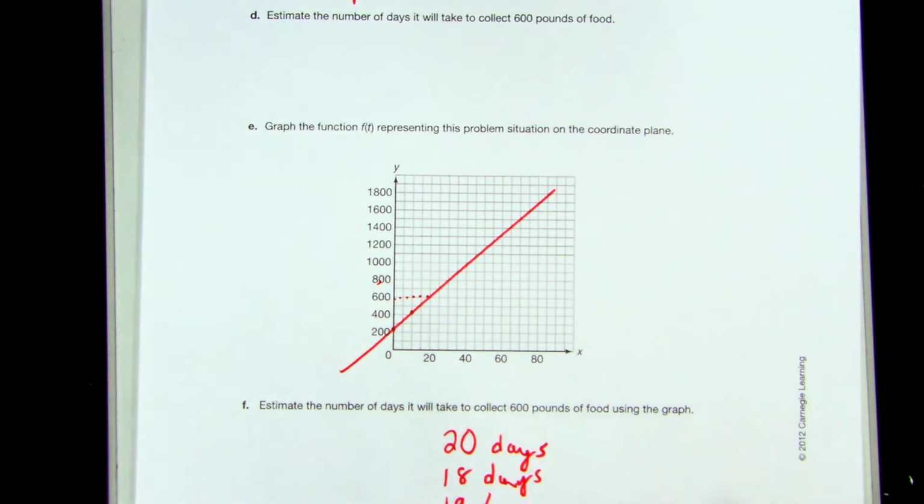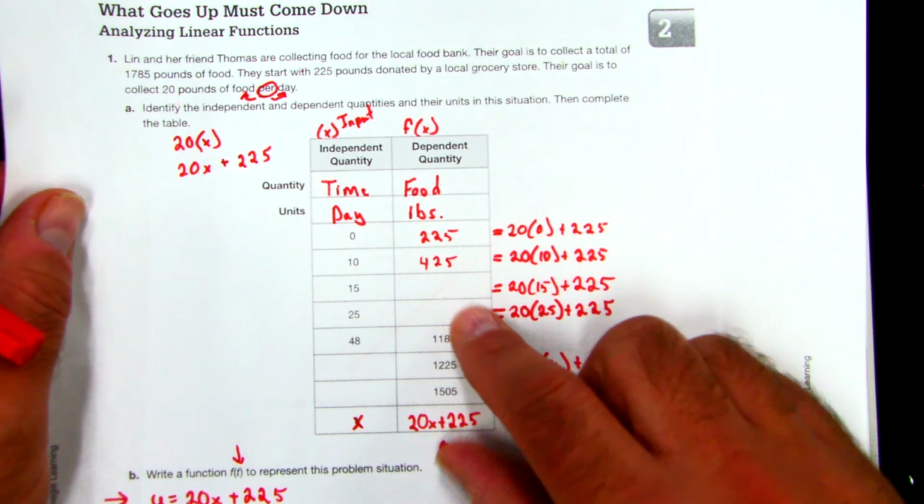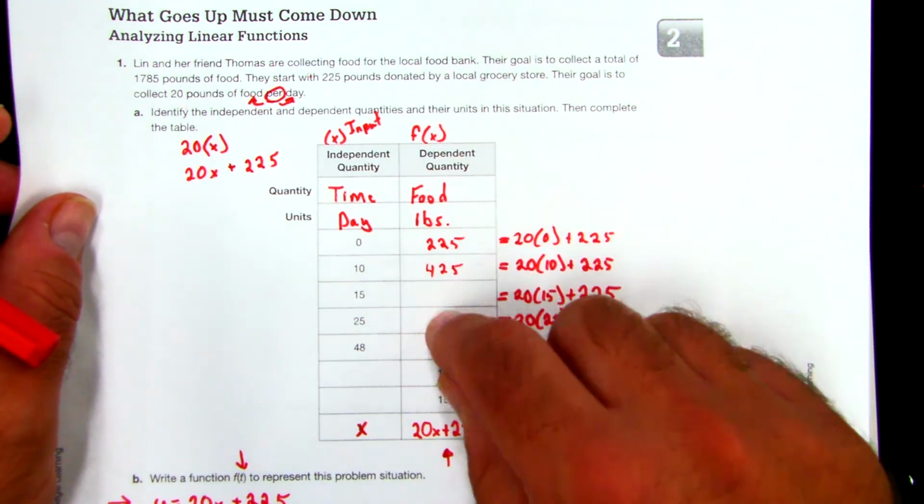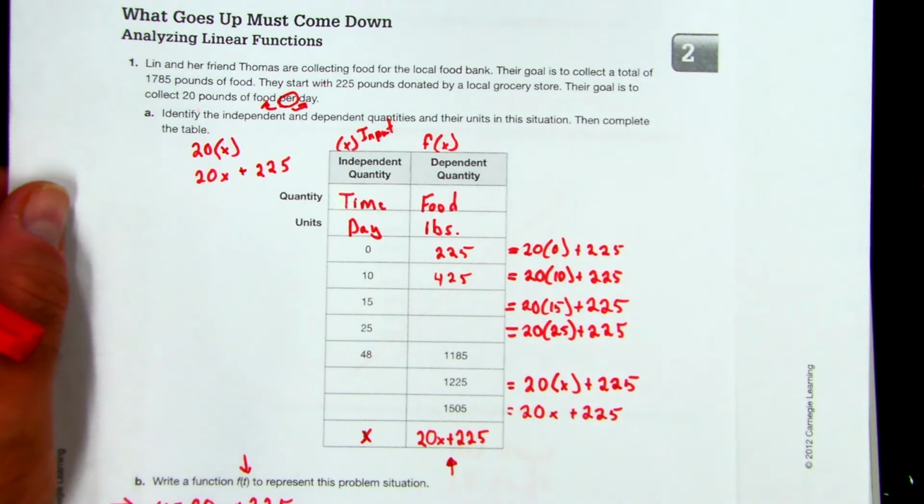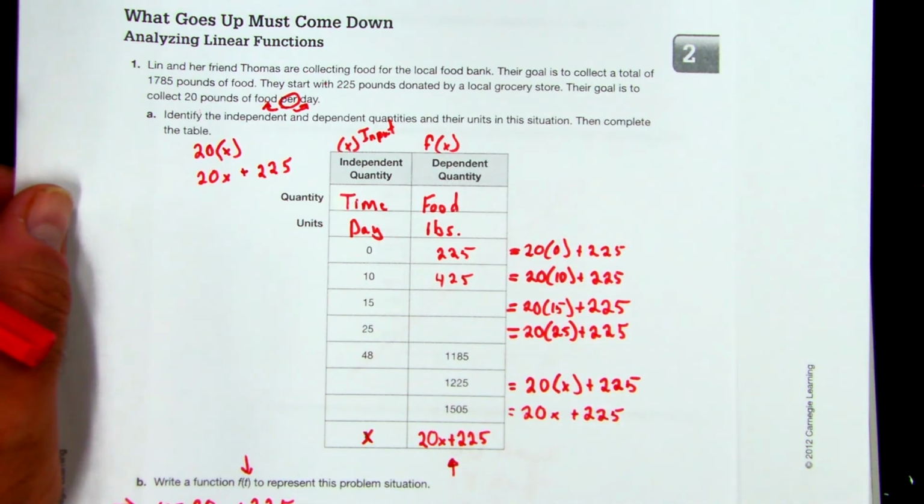And if you look at your answers, you should notice on your table that the answer is in between 15 and 25 days. All right.